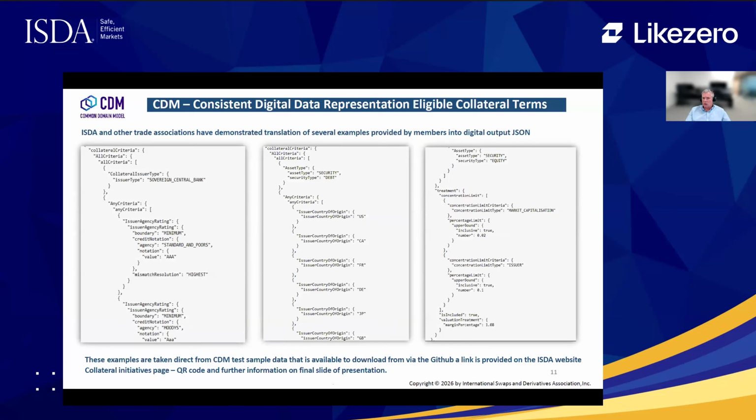Again, I just wanted to show some examples of these eligible collateral schedules as CDM code. As you can see, there are a few examples here covering different agency ratings, different types of assets and issuers of collateral, and concentration limits, and so on. And we do have several of these that are available for you to review if needed.